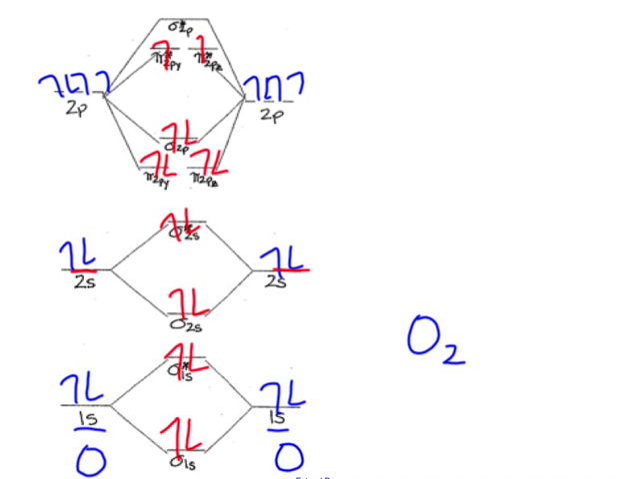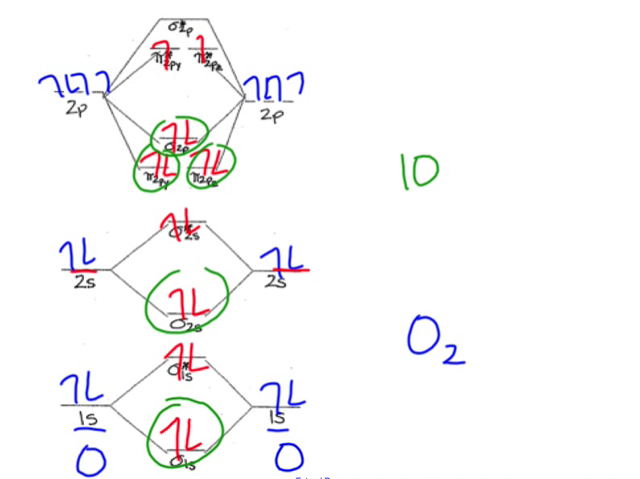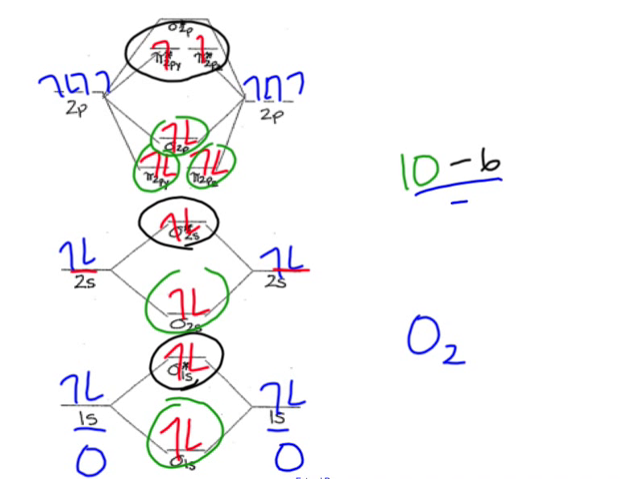Okay, so now we're going to calculate bond order. We have bonding electrons. I'm going to circle those in green. 1, 2, 3, 4, 5, 6, 7, 8, 9, 10. Minus anti-bonding electrons. 1, 2, 3, 4, 5, 6. Divided by 2 is 2. So O2 has a bond order of 2.